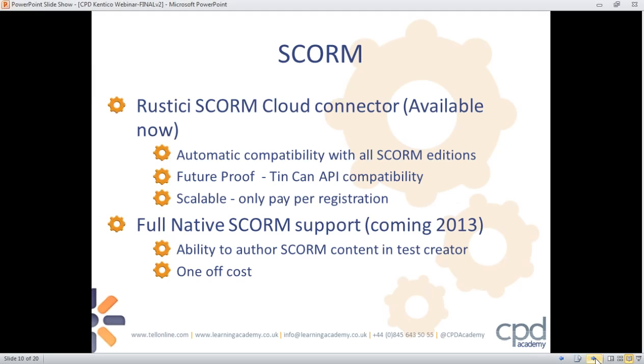So just to be clear, the current model of Kentico and the current model of CPD is that of a license model where you buy your software, you put it on your server, and away you go. But if you have SCORM content that you want to use on the CPD at this current time, that needs to go through the cloud, for which you will need to pay a fee per user for using the cloud.